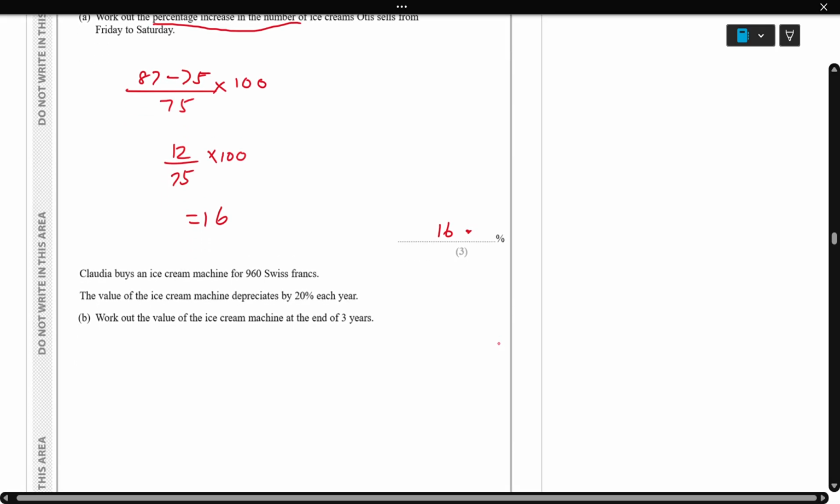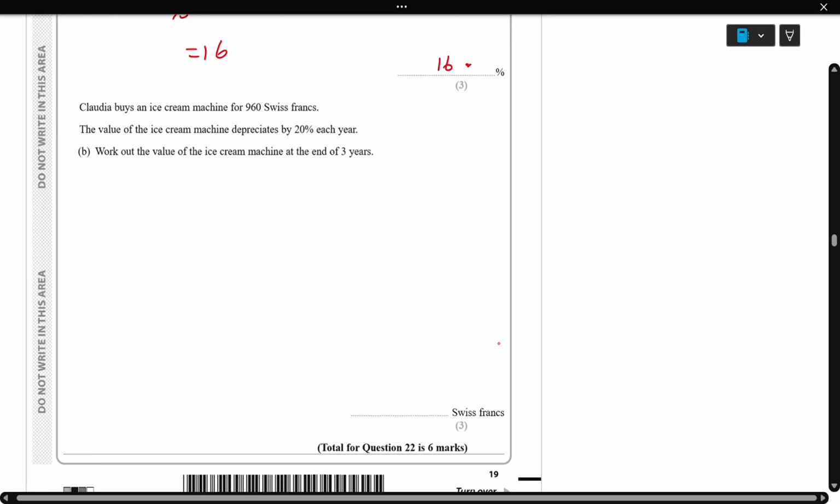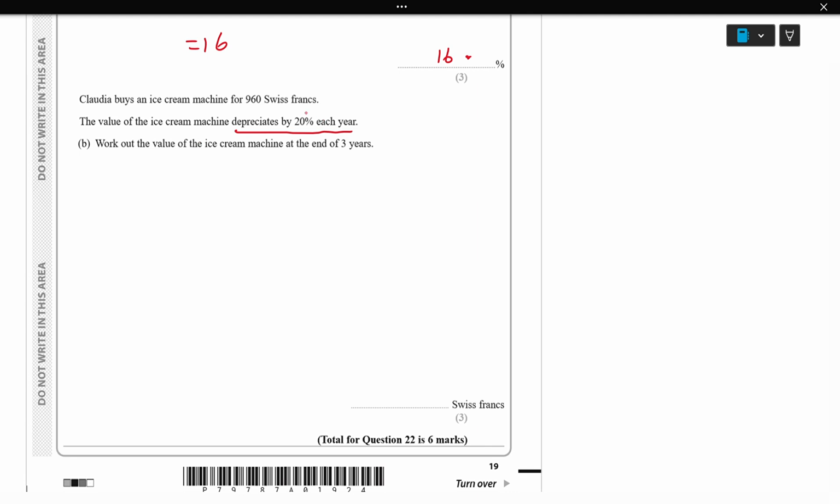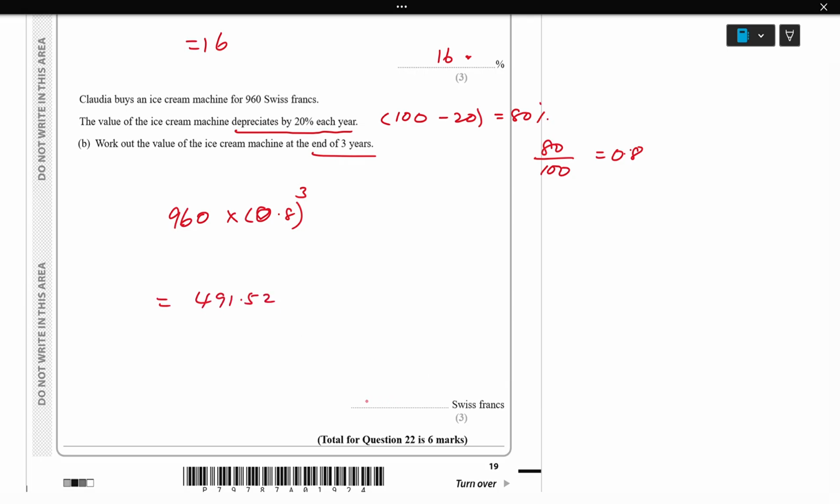Percentage is already given. Next one, Korea buys an ice cream machine for 960 Swiss francs. The value of the machine depreciates 20 percent per year. So for depreciation we'll write 100 minus 20, which is 80 percent. Work out the value of the ice cream machine at the end of 3 years. So 960 times 80 percent. 80 percent is 80 over 100, which is 0.8. So 0.8 for 3 years. When you calculate, the answer is 491.52. 491.52 is the answer here.